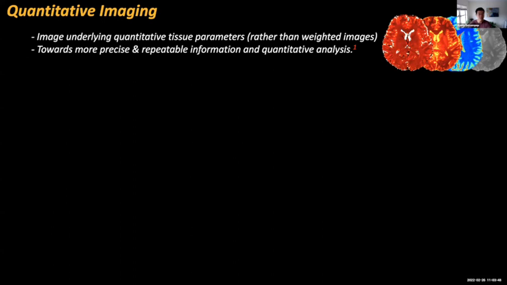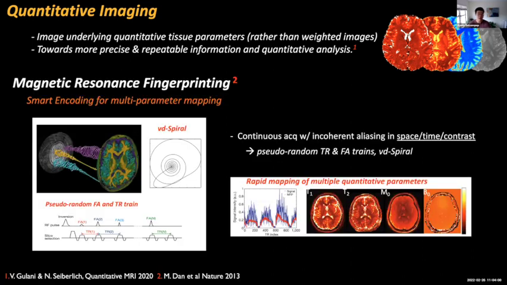As you all know, quantitative imaging is a good direction to go to get more precise and repeatable information, as well as to enable us to do more quantitative analysis. A popular approach over the years has been magnetic resonance fingerprinting, which is a continuous acquisition designed to have incoherent aliasing in space, time, and contrast domain to allow us to rapidly acquire multiple quantitative parameter maps as shown.